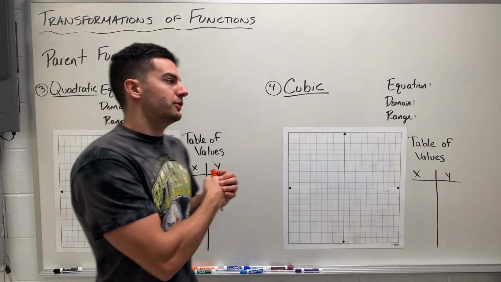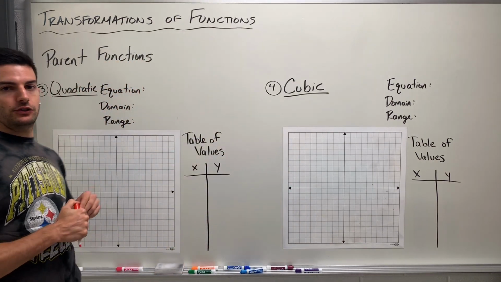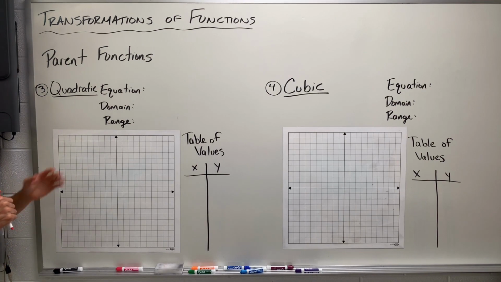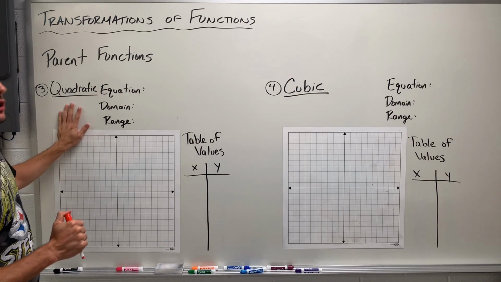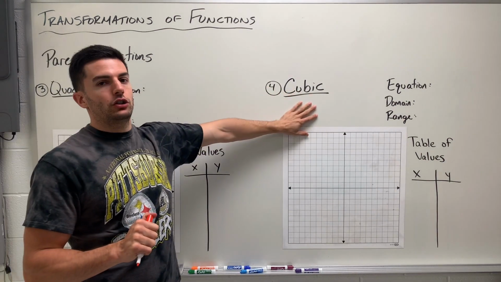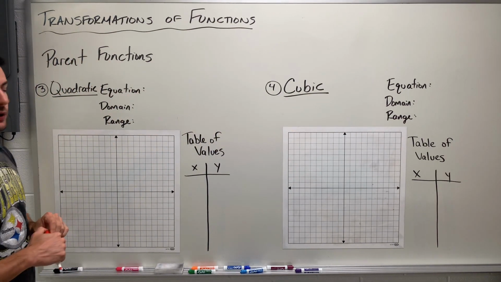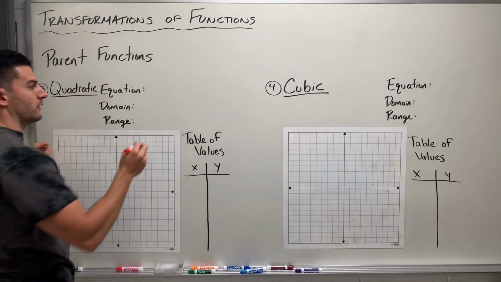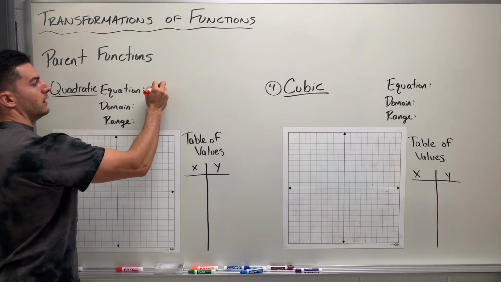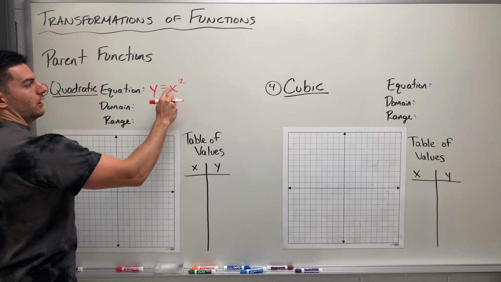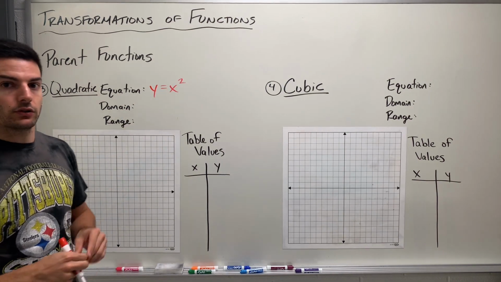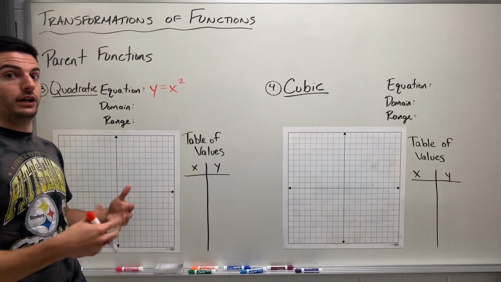All right, we got numbers 3 and 4, our third and fourth parent functions here that we're going to look at. And these have fancier names, quadratic and cubic. You should have learned about quadratic equations in Algebra 1 as well. Quadratic equations all have the highest exponent on an x being a 2. So quadratic equations all have an x squared in them.